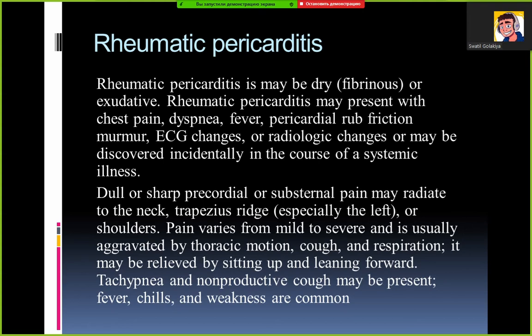Dull or sharp precordial or substernal pain may radiate to the neck, trapezius ridge, especially the left, or shoulders. Pain varies from mild to severe and is usually aggravated by thoracic motion, cough, and respiration. It may be relieved by sitting up and leaning forward. Tachypnoea and non-productive cough may be present. Fever, chills, and weakness also are very common for rheumatic pericarditis.